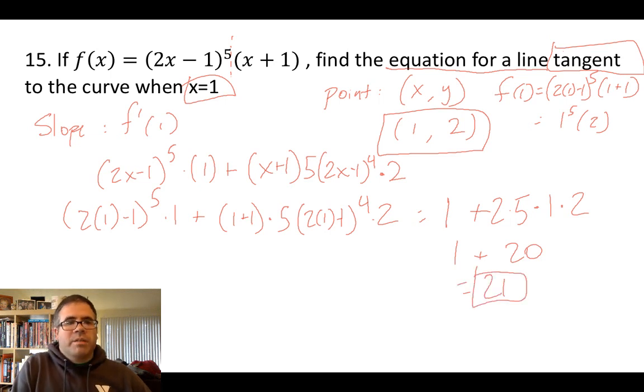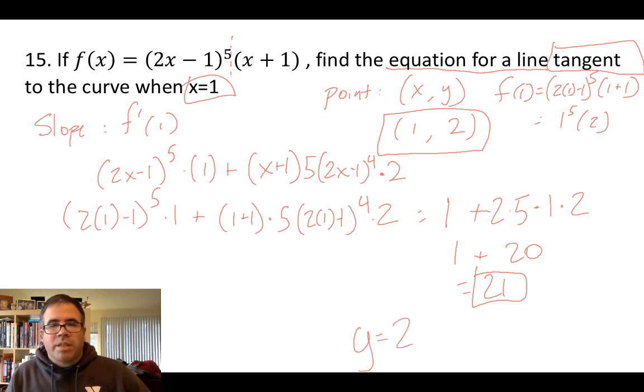We have a point, we have a slope, we'll write the equation, starting out in point slope, and if we need to edit it for multiple choice concerns later, we can do that. So the point slope version is y equals the y-coordinate 2 plus the slope 21 times x minus 1. And there you have it.